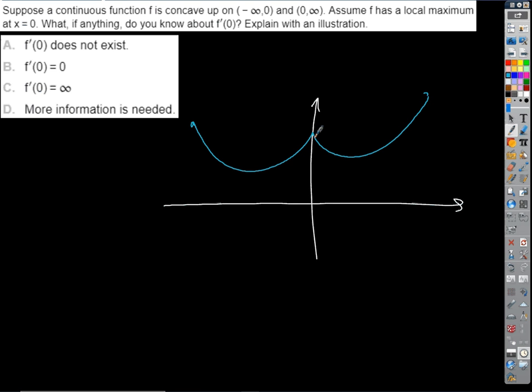Okay, so for that to be a maximum and it to be concave up, it has to look like that. So really, what is the correct derivative here? The correct answer is A.